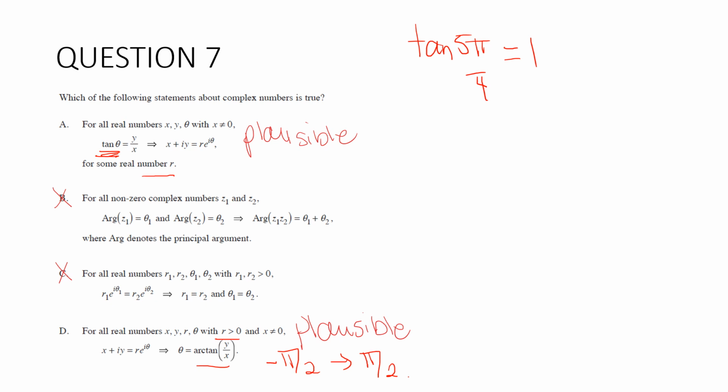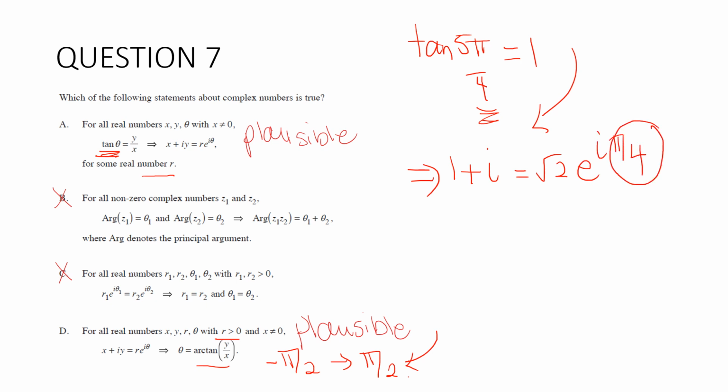It's outside the bounds. Theta can only be in between negative pi on 2 and pi on 2, and that's outside. This could be written as 1 plus i, so this would imply, if you like, 1 plus i, which is equal to r, which is root 2, e to the i, in this case it would be pi on 4. And in that case, thetas don't match. So it's actually A that is incorrect, D is correct.